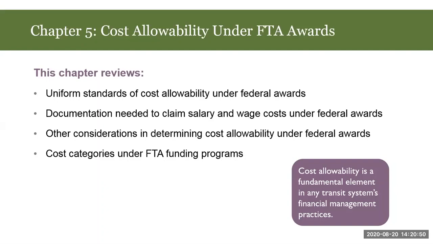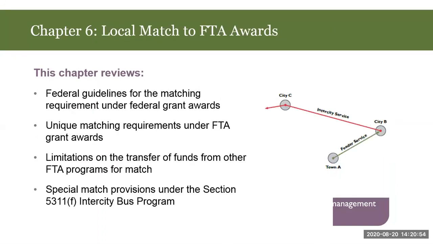Next slide, Liz. In Chapter 6, we talk about local match. Obviously, there's no substitute for local cash when you're talking about match to federal grant awards. However, as indicated earlier, we do have some statutory and unique matching provisions that give us the ability to use revenues derived from the provision of service under contract to other human service agencies as local match to our FTA grant awards, even if the source of those contract revenues are other federal funds. And we also have special match provisions under the intercity bus program that can be a little bit complicated to understand. We provide some explanation and examples of 5311(f) program match as well in Chapter 6.